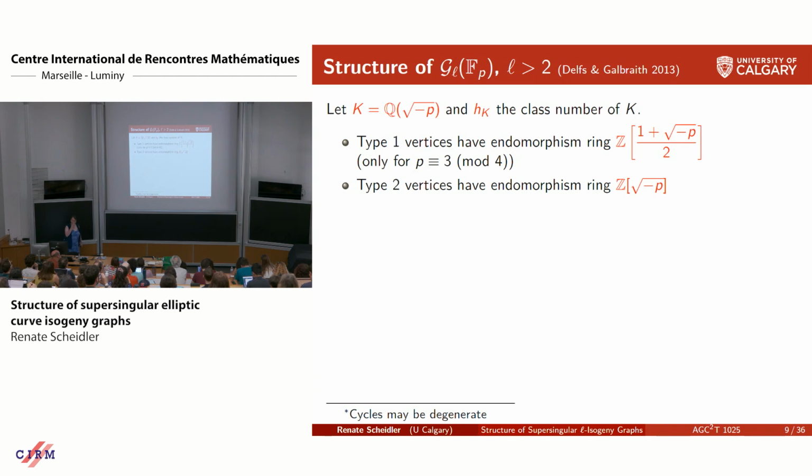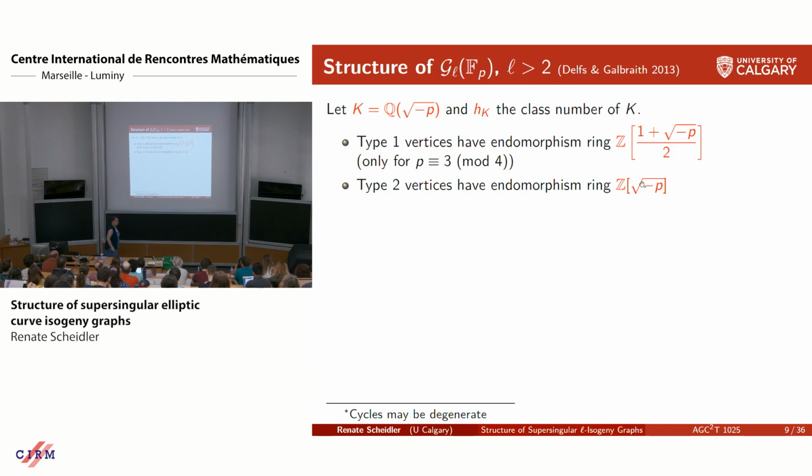So I'm going to identify two types of vertices. We'll call them type 1 and type 2. The first ones have this endomorphism ring here. The second, and this is only for p congruent to 3 mod 4, have this order. When p is congruent to 1 modulo 4, then this is the maximal order of the quadratic field Q adjoined the square root of minus p. When p is 3 mod 4, this is the maximal order, and this is an index 2 suborder.